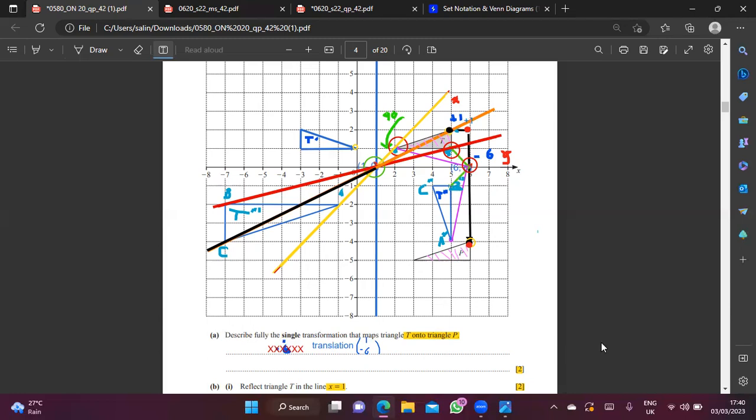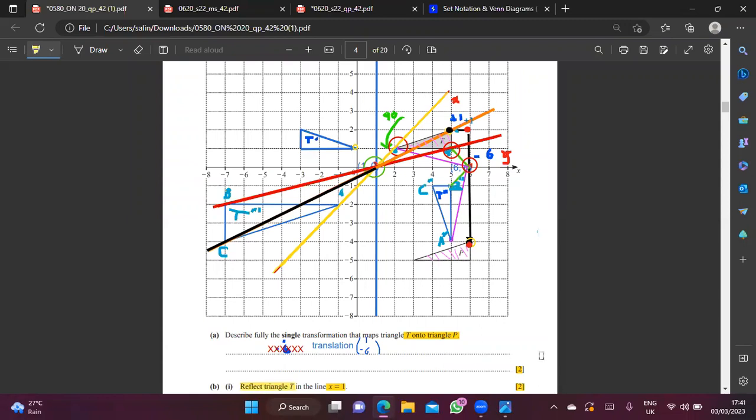Next question. They say here, reflect triangle T, without the lines. Originally, the question is that we got triangle T and triangle P only drawn for us, yeah? The lines are my lines. Reflect triangle T in the line x equals 1. Now this is actually reflection. Reflection also very easy. 2 marks as well.